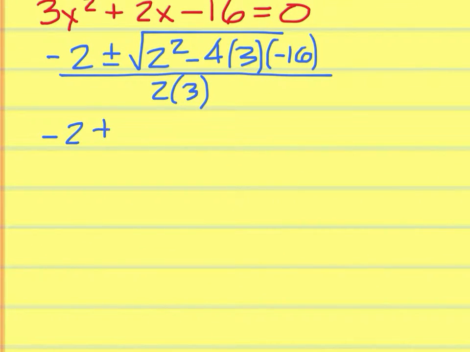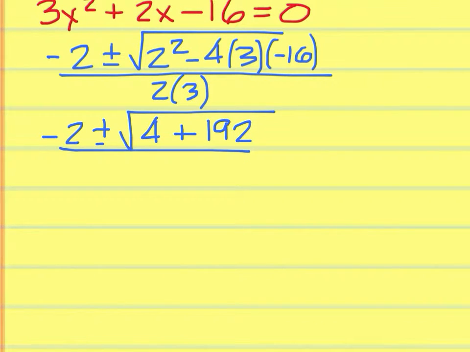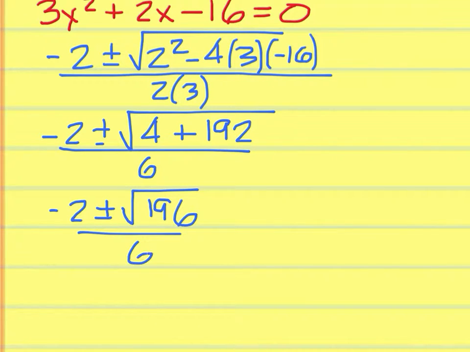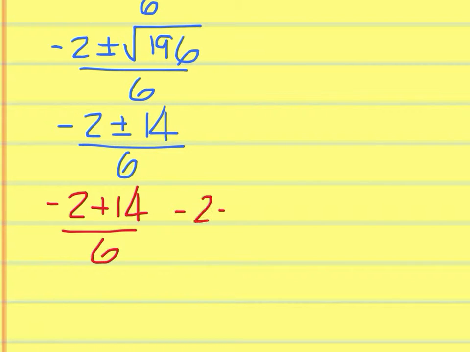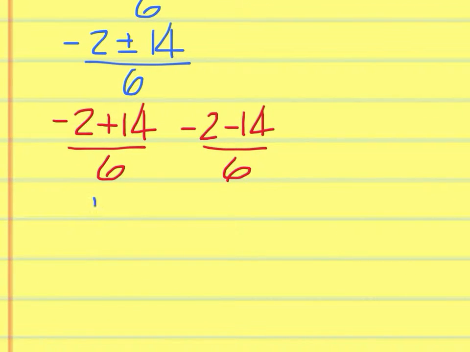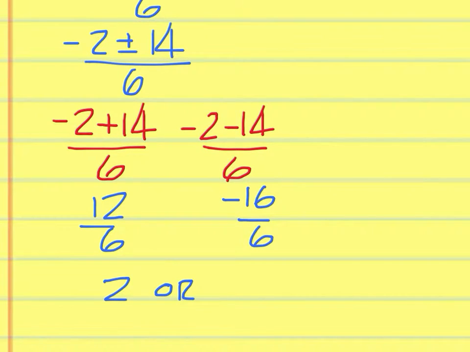So simplify under the square root sign to come up with 4 plus 16 times 12, which is going to give me 192. And if you add that with the 4, you'll get a perfect square of 196, whose square root happens to be 14. So now you have two problems to do. -2 plus 14 over 6 and -2 minus 14 over 6. On the left-hand side, that's going to be 12 over 6, which is 2. On the right-hand side, -16 over 6 is -8 over 3.